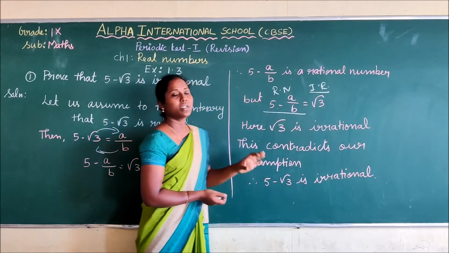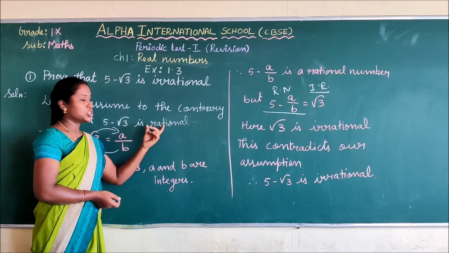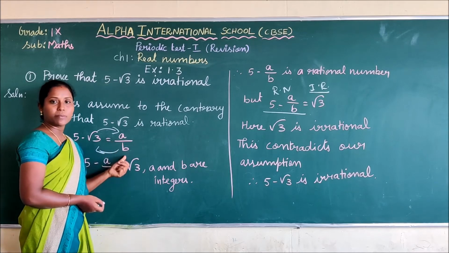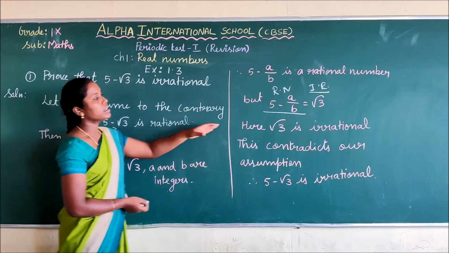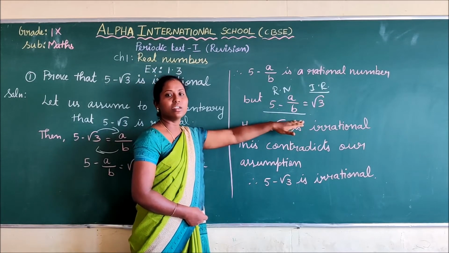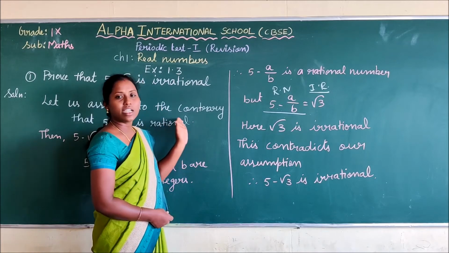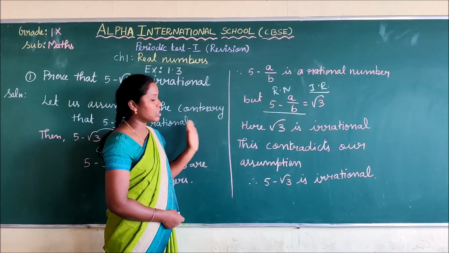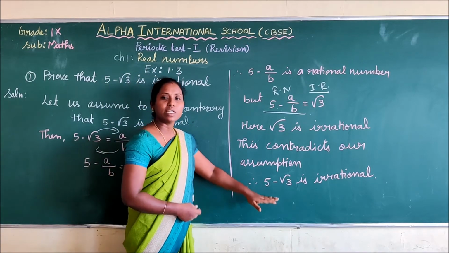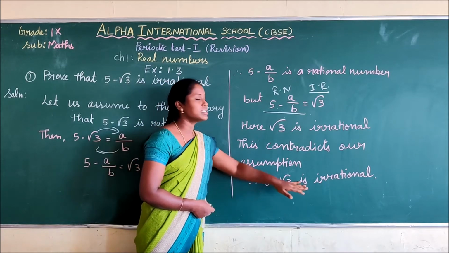So whatever number is given here, if you are going to prove it irrational, assign that as a rational number. Surely you are going to equate it to a by b. So if you get the contrary result here, that the rational number is equal to an irrational number, surely our assumption is wrong. What is our assumption? It is a rational number. So it is not a rational number. If it is not a rational number, then surely it is going to be an irrational number. So 5 minus root 3 is irrational.